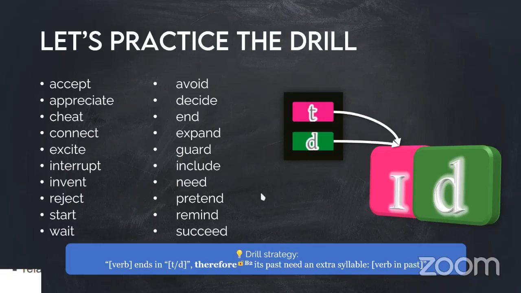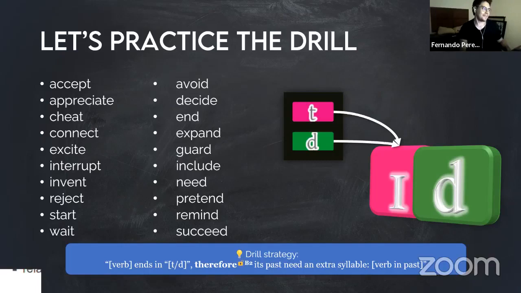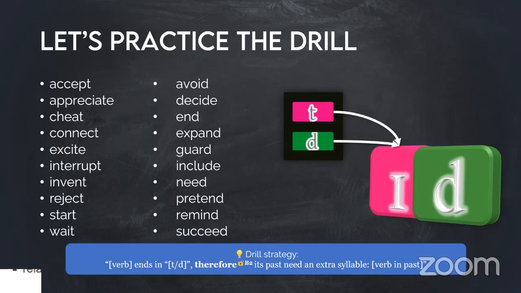Okay. Again. Include ends in D, therefore its past needs an extra syllable. Included. Excellent, the extra syllable. Yes, because include has 2 syllables. Extra syllable, did. Included has 3 syllables. Right? Okay, yes. Excellent. Jessie, do you see the logic and the strategy to remember verbs in past?